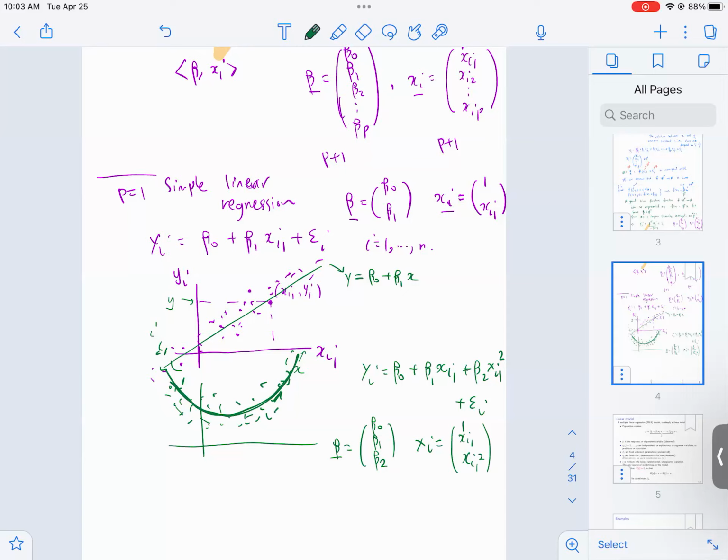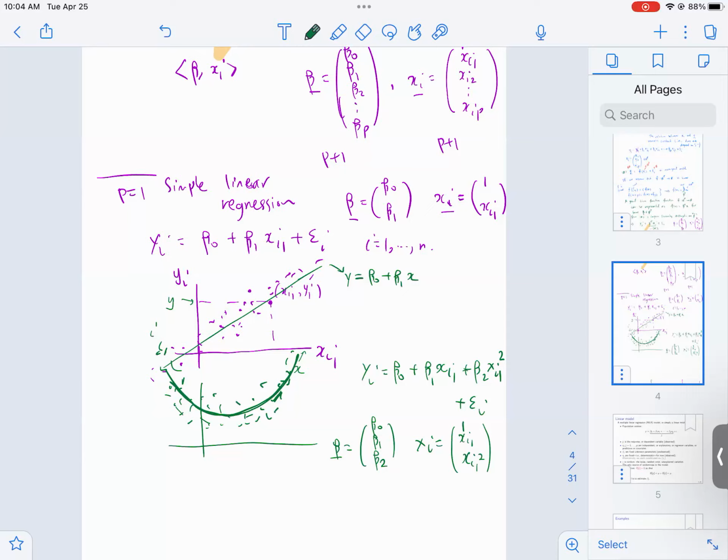So you can construct new features from your original features, and a linear combination of these gives you a function in X which is non-linear. So it's flexible. It's not as restrictive as it may seem at first. But by adding this, you can see you're adding a bit more complexity to your model. So you have more parameters here.